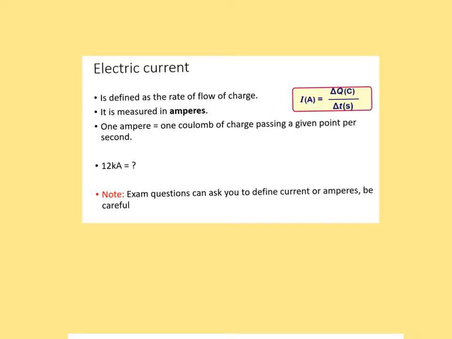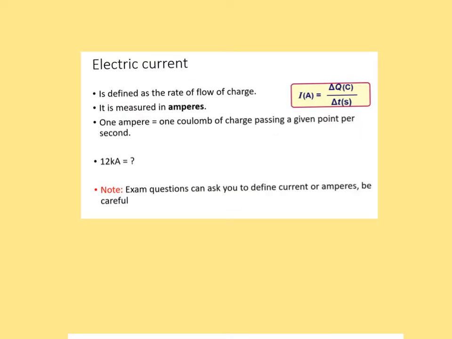You can see that I stands for the current. Q, or change in Q, where the capital Greek letter delta means change in, stands for charge. Q is the symbol for charge, and the unit of charge is the coulomb. Delta t is the change in time, measured in seconds. Current has a unit of amperes, a capital A. Charge has a unit of coulombs, a capital C.